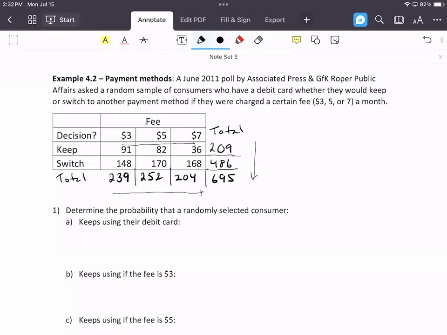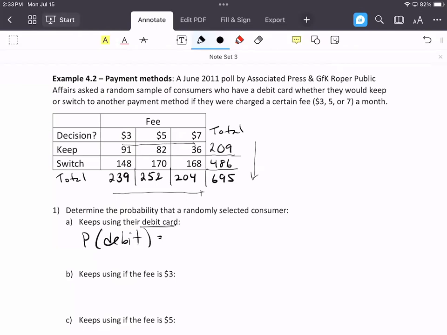So the first probability: keeps using their debit card. So we'll just write it out actually. P, probability they keep using the debit. Is there a condition there? Well, you're like, well, you just wrote it without a condition. There must be no condition. There is no condition, but why do I say that there's no condition? We're just asked if they keep using their debit card, regardless of anything else going on.